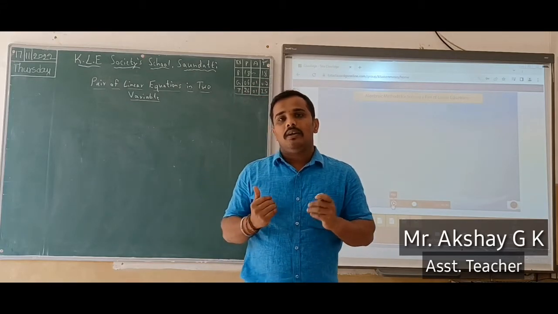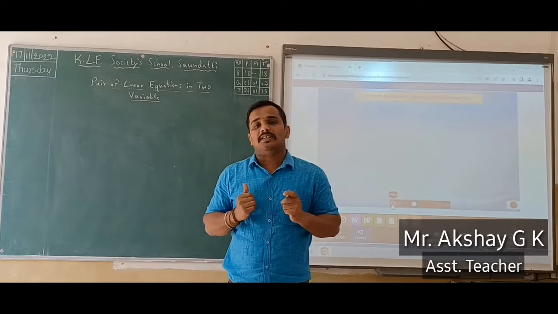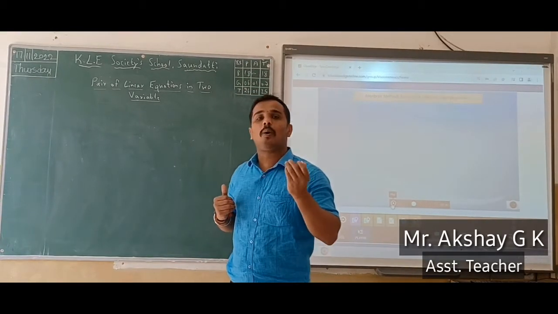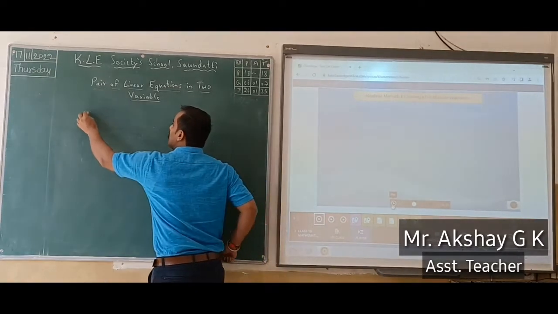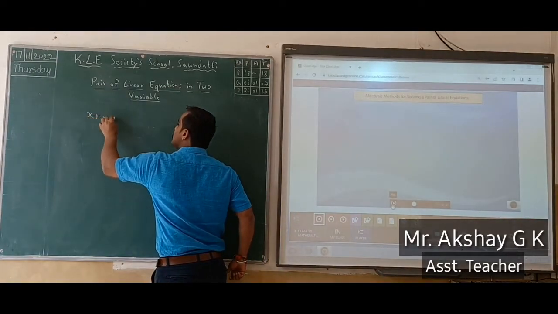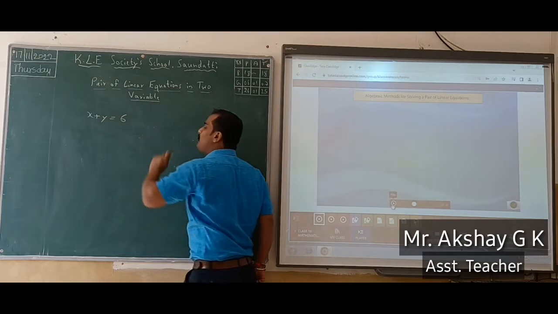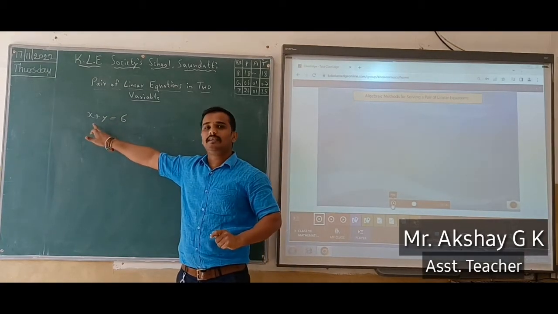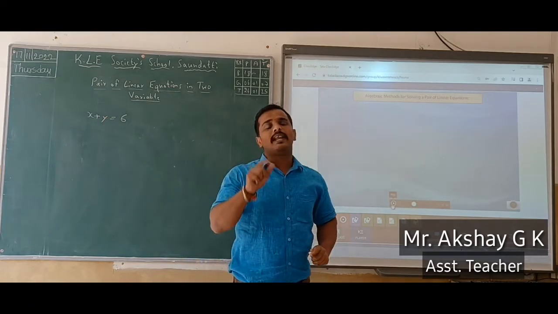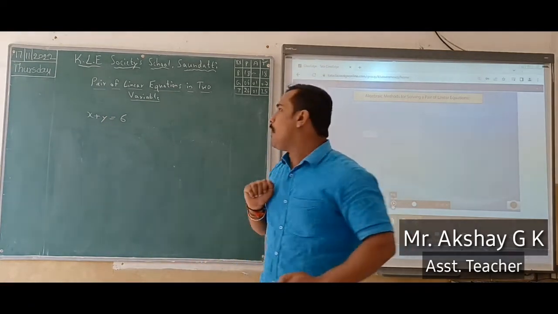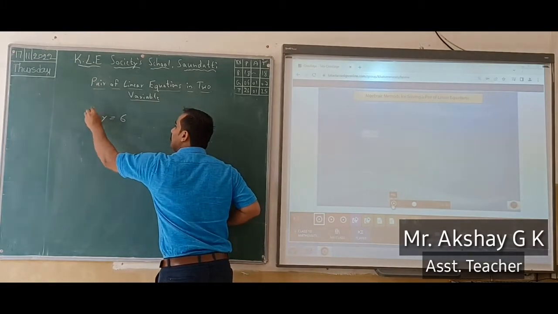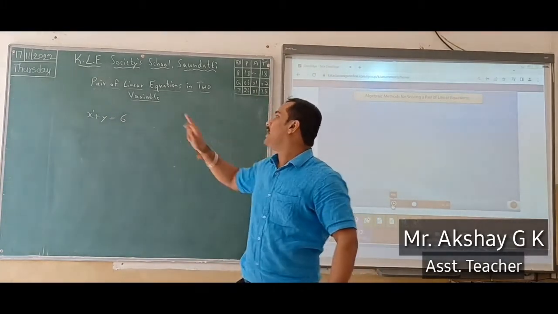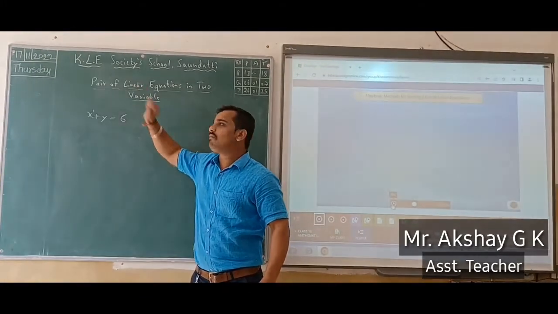For example, we come across equalities, as you have studied in your grade 7th and 8th, with a common example, x plus y is equal to 6. This is a simple equation which contains variables x and y. The power of the variable is 1. If the power of the variable is 1, it is called a linear form.